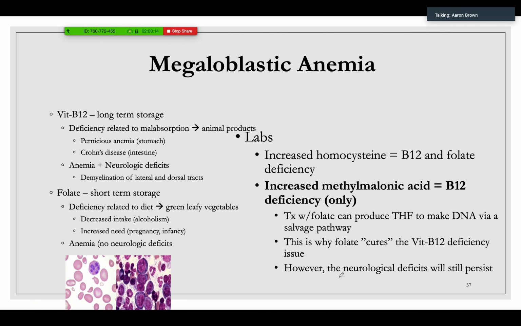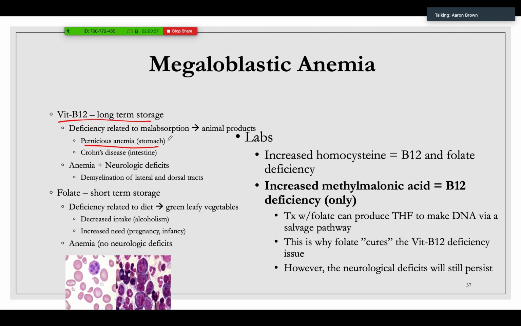Okay. So last thing I'll say here, vitamin B12 has long-term storage. The storage for vitamin B12 is about 9 months. And so if you stop eating animal products, it's going to take about a year for you to start becoming B12 deficient. Other causes, say you have a patient that says that he eats plenty of steaks all the time, but you see a B12 deficiency. It could be pernicious anemia.